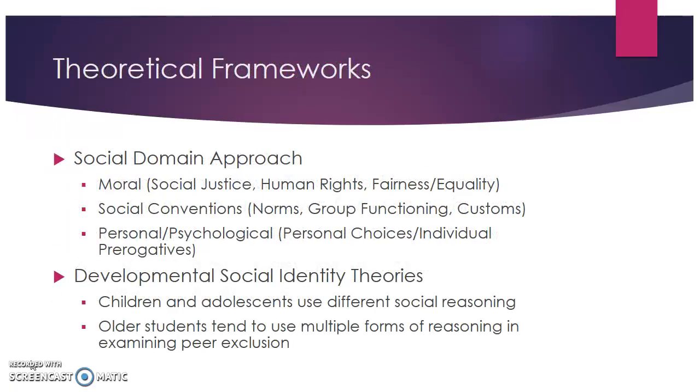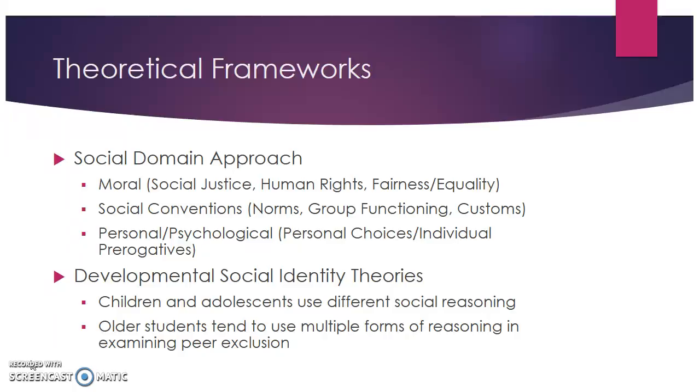When I read research, I like to look at the theoretical frameworks behind it. In other words, what type of theory actually informed the research. And the researchers here actually utilized the social domain approach, where students kind of made judgments based upon morals, social conventions, and personal and psychological preferences. For instance, if a student felt like he or she was being discriminated against because of racial discrimination, then it would fall under the moral domain, like under social justice, human rights, fairness, and equality. Or let's say, students' perception of being discriminated against was based more on social conventions such as norms, group functionings, and customs, which had absolutely nothing to do with race. Or on personal and psychological preferences, like personal choices, individual prerogatives.